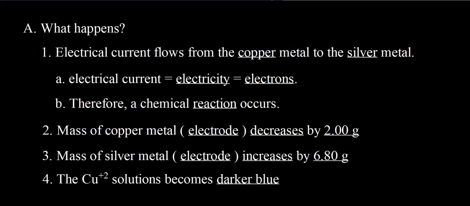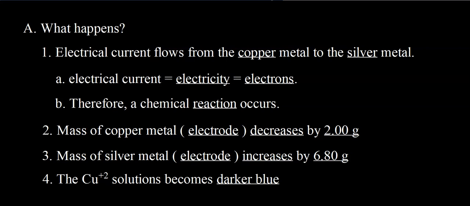All right, some observations. Let's say you let this reaction go for a while, and then you take it apart and you measure the masses of the metals, the copper and the silver. You notice that the mass of the copper metal, which by the way is called an electrode, so the metals that are attached with wires to the voltmeter are called electrodes. They have special names, which we'll learn about in just a bit.